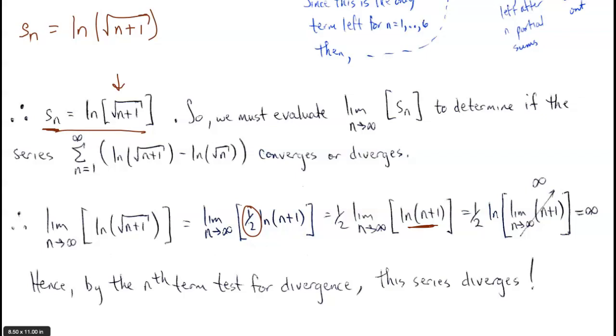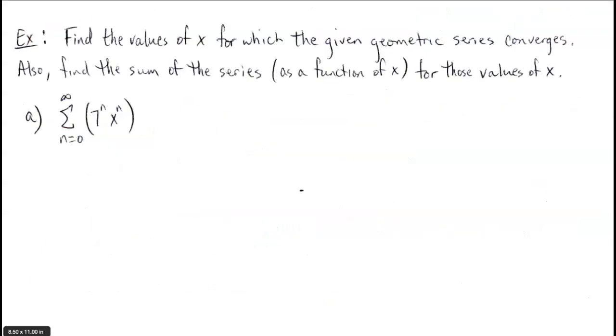All right, so let's look at our last few examples. For this example, we want to find the values of x for which the given geometric series converges. We also want to find the sum of the series as a function of x for those values. So this problem is telling us that we have a geometric series, but we're trying to figure out the values of x that will force it to converge.